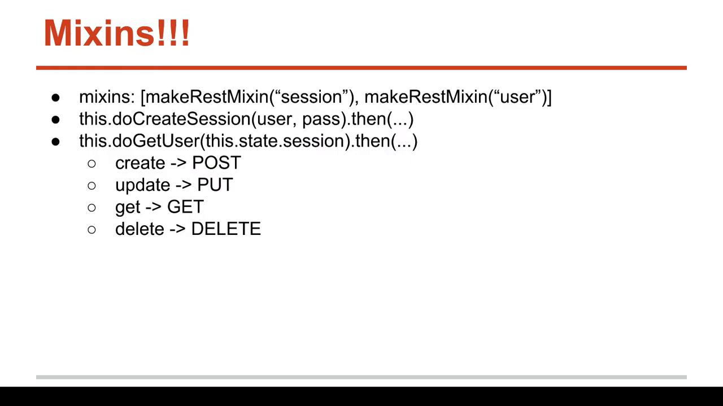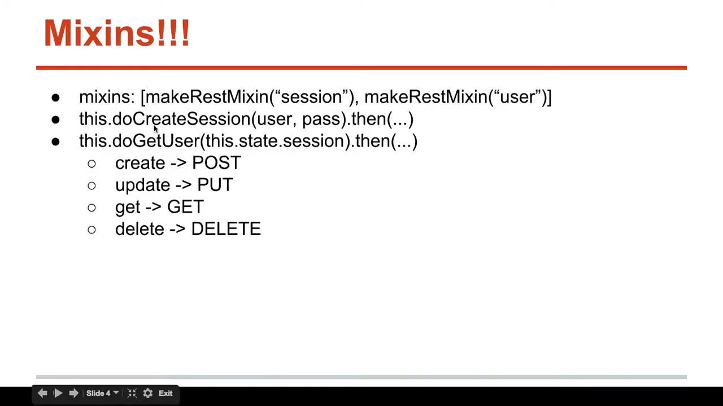So one is Mixins, which is a way that you can provide functions for components, and then they can call them using this dot whatever. So if we implement our server as a REST API, it'd be really easy to implement a make REST mixin. Or we could just call it make server mixin or whatever. REST or not, it doesn't matter because the API just has to be the same. Do create session. Very simple.